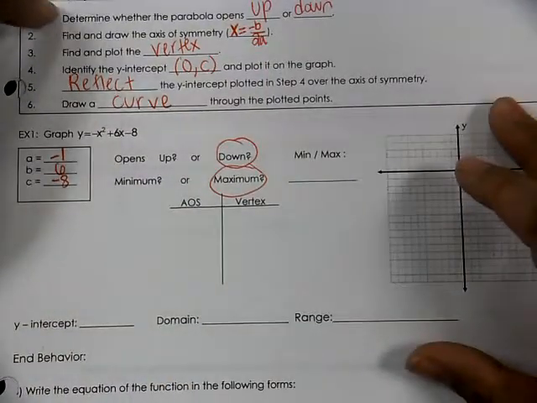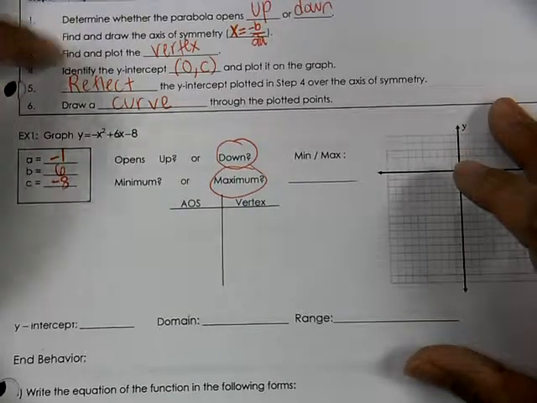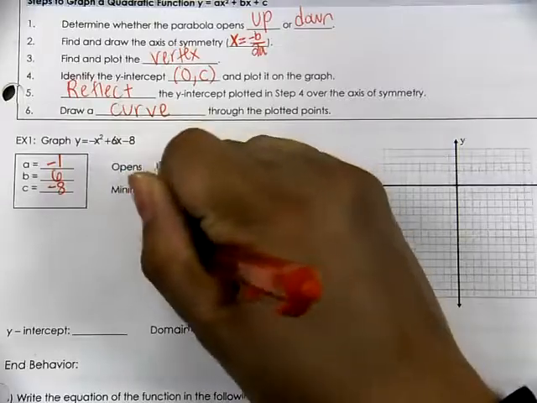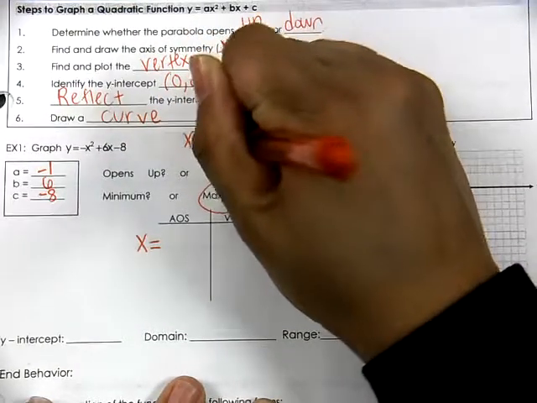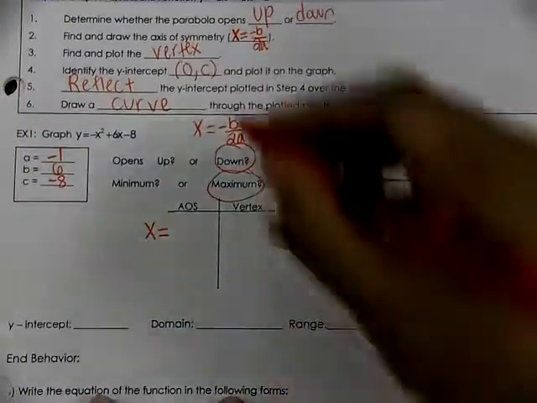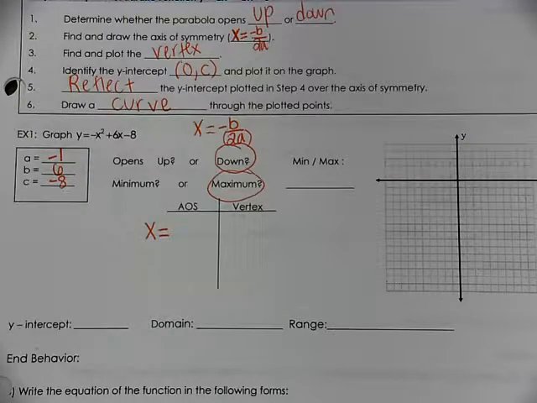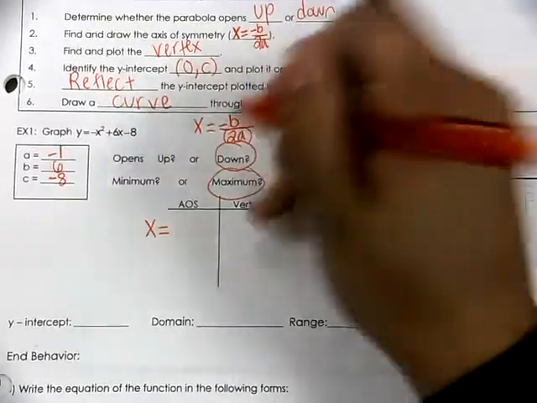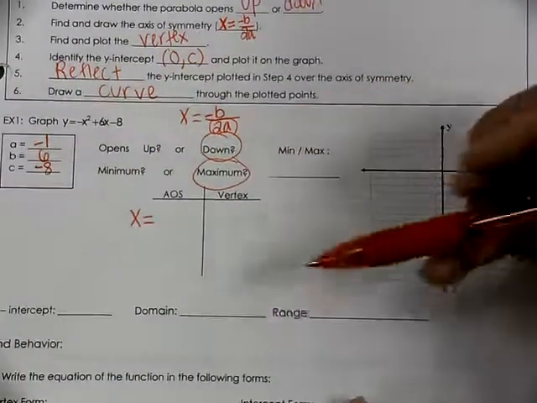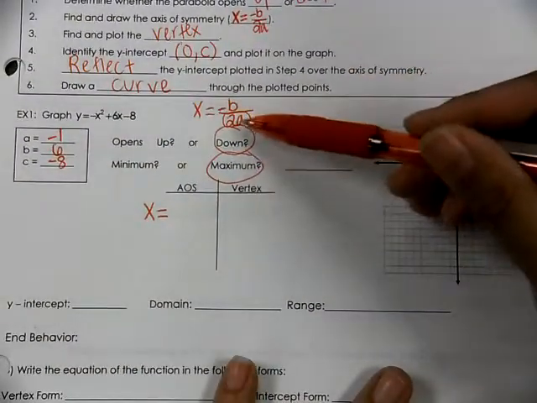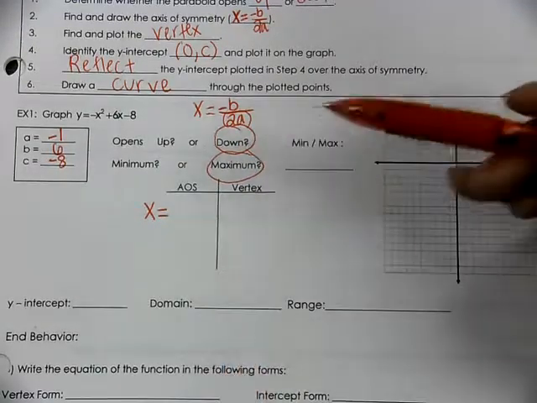So we did our first step. We already figured out which way it's opening. We're now ready to find our AOS. So here is the formula one more time: x equals -b over 2a. Here's a hint. Put parentheses around the whole denominator. If you don't do that on a graphing calculator or a scientific calculator when you're trying to do it all in one step, the calculator will give you an incorrect answer because of how you're typing it in. So you have to either put parentheses around the whole bottom or do it in 2 steps.